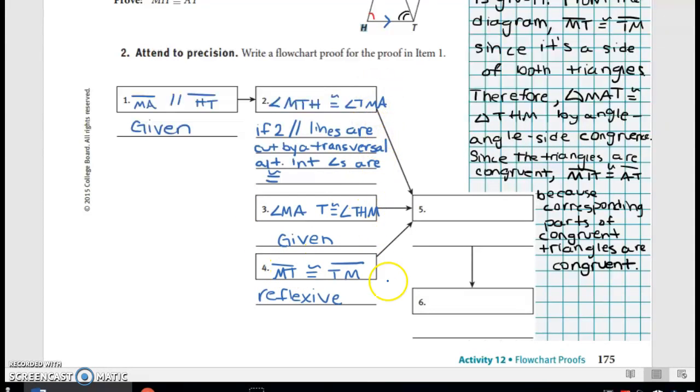And then using these three pieces of information, we can flow to our next piece, which is that triangle MAT is congruent to triangle THM. And our reason is the angle-side postulate. We're not quite done because we are trying to prove that segment MH is congruent to segment AT, and we do know this to be true because of CPCTC. Corresponding parts of congruent triangles are congruent.